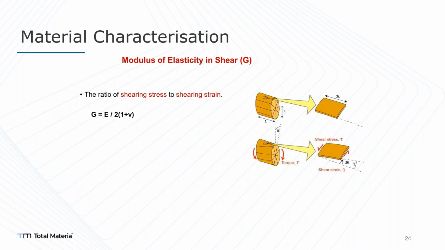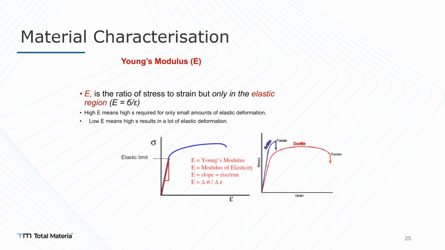By the way, it depends on Hooke's law as well, so it is dependent only in linearly elastic situations. So we can go on. As we mentioned, the Young's modulus is the slope of the stress-strain diagram in the linear elastic region.